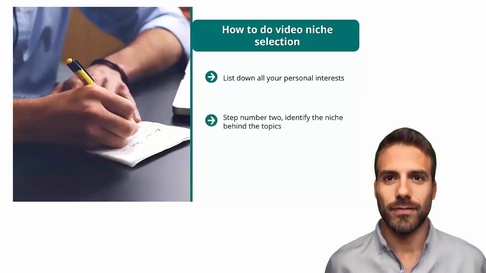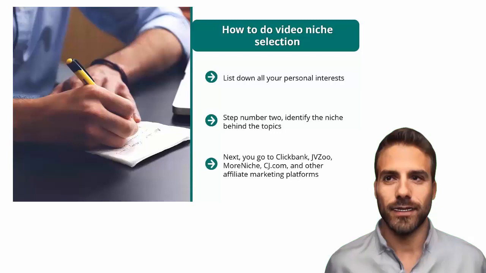Step number 2, identify the niche behind the topics. Looking at the topics that you have, identify them. Are they insurance related? Are they related to the finance industry? Are they related to marital products? Are they related to health and fitness? Whatever the case may be, come up with the niche categorization for what you're interested in.